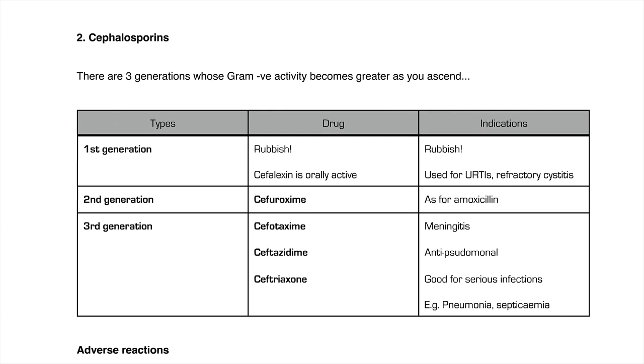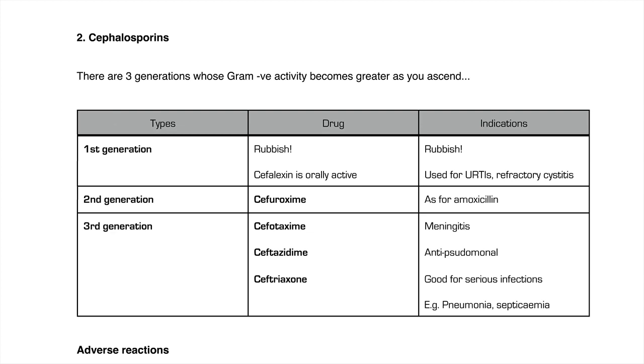Okay, so let's now talk about the next group, which are the cephalosporins. There are 3 generations of these, and the thing to remember is that as you move through the generations, the gram-negative activity becomes greater. So first of all, let's talk about the first generation, which are generally fairly weak drugs. The one you need to know here is called cefalexin, and is orally active.